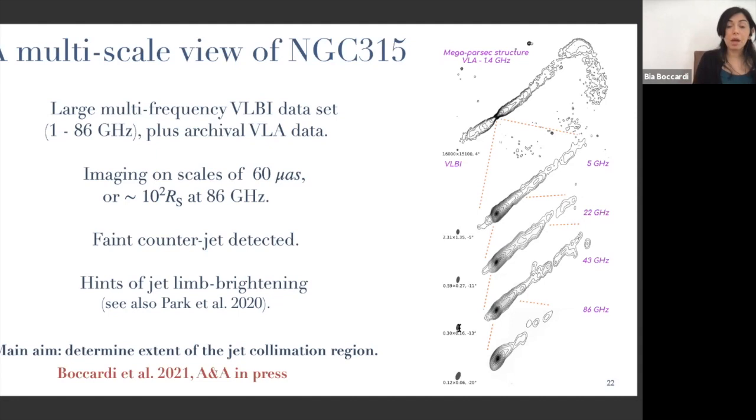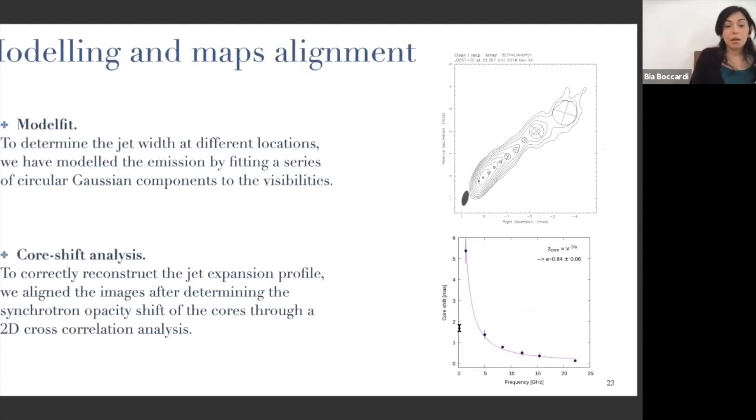showed. So the main aim of this work was to determine the extent of the jet collimation region and test this scenario, which was proposed for M87, in which the jet is collimated by the accretion flow. This work was recently accepted in A&A. So I will now describe briefly how this analysis was performed.